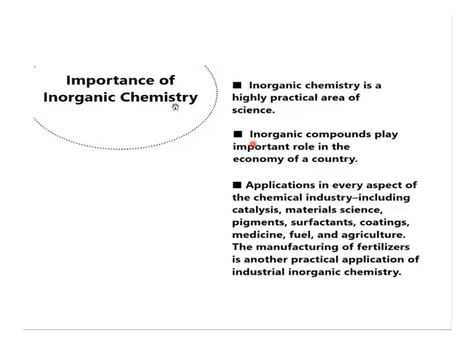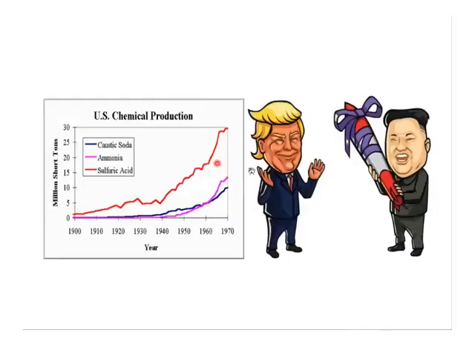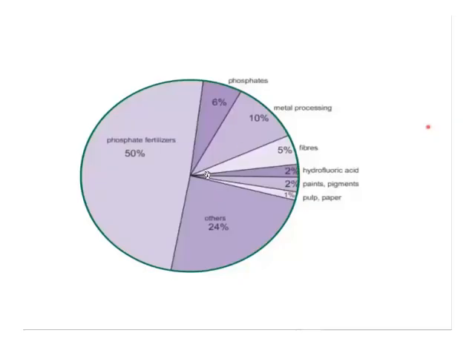Most of the important chemicals come from inorganic materials. Inorganic chemistry is highly related to the economy of a country. The growth of the economy of the USA is because they manufacture inorganic materials. So this is the scenario. You can see a pie chart, where different types of inorganic materials are used in different fields. This is the percentage you can see.